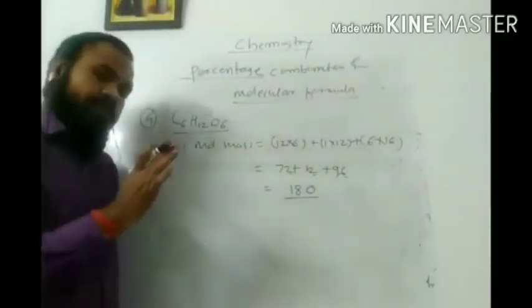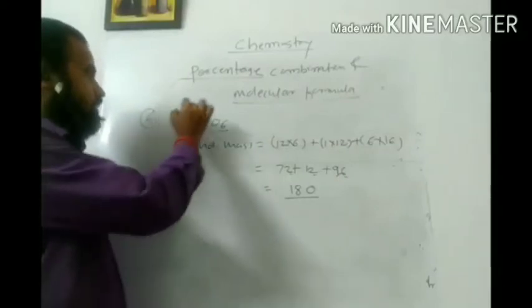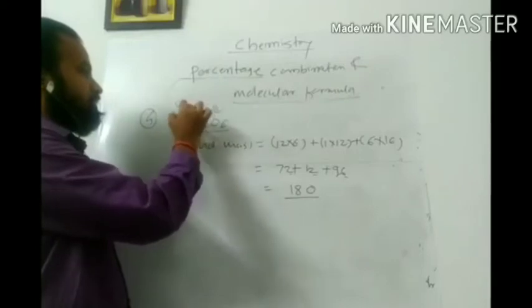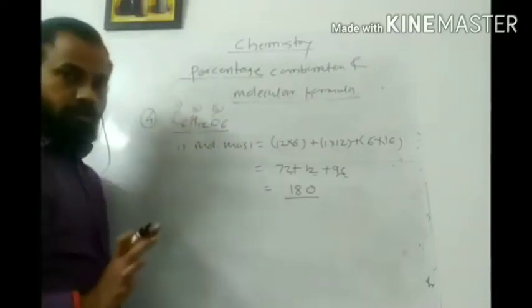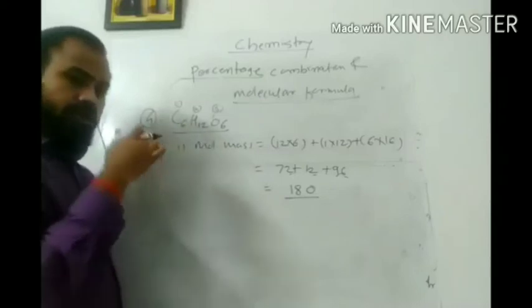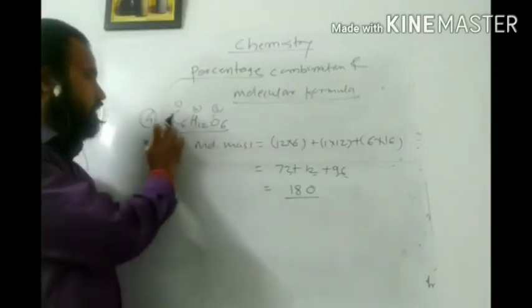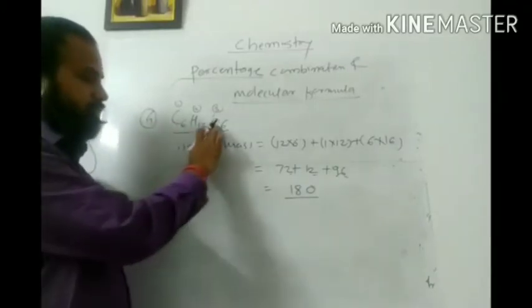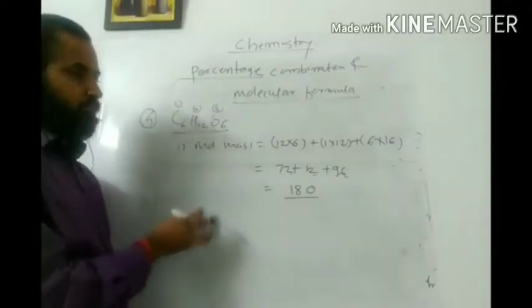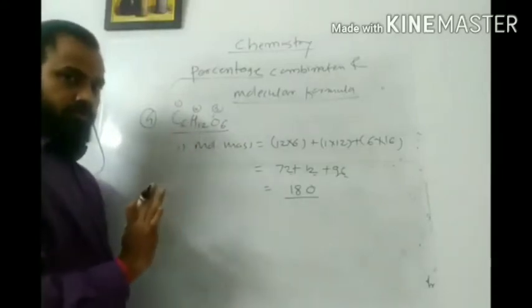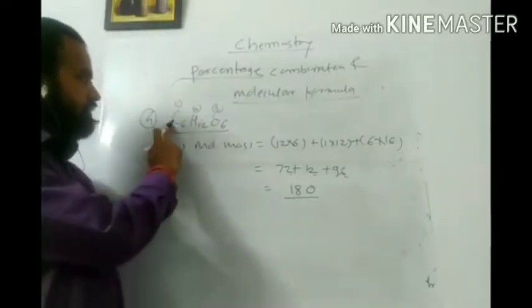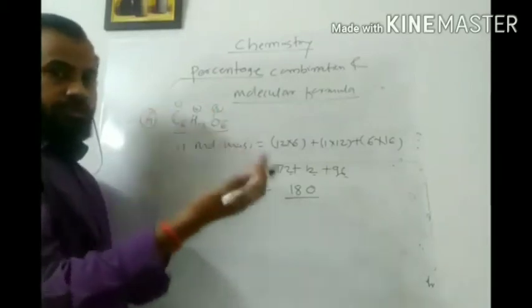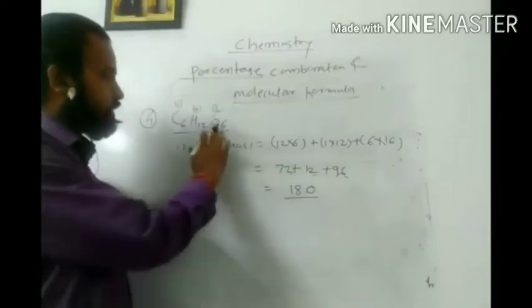Now we will calculate the percentage one by one. Here you have three elements: the first one is carbon, the second is hydrogen, and the third is oxygen. As I already discussed in the previous problem, calculate the percentage of carbon and the percentage of hydrogen. You need not calculate the percentage of oxygen using the same formula. Just add the percentage of carbon and hydrogen, and subtract the answer from 100. That will give you the percentage of oxygen itself.